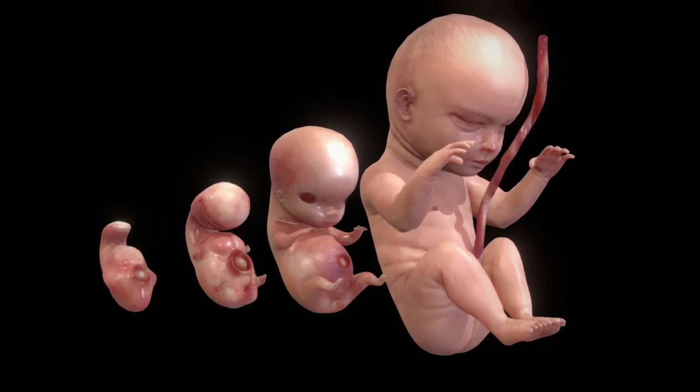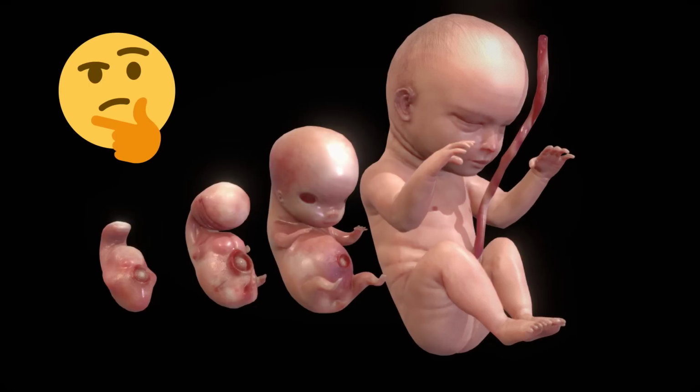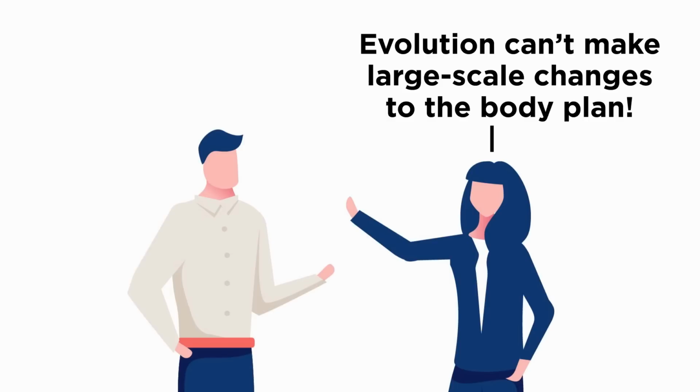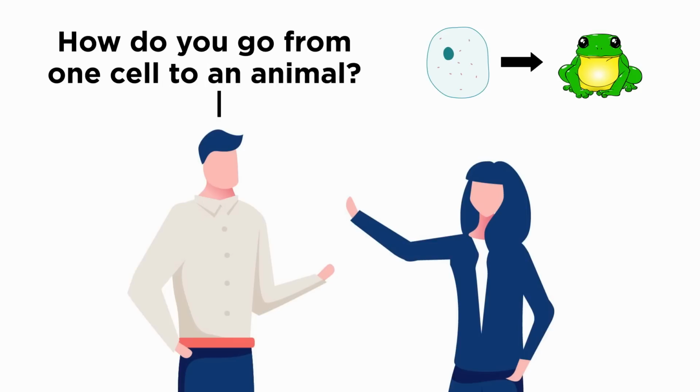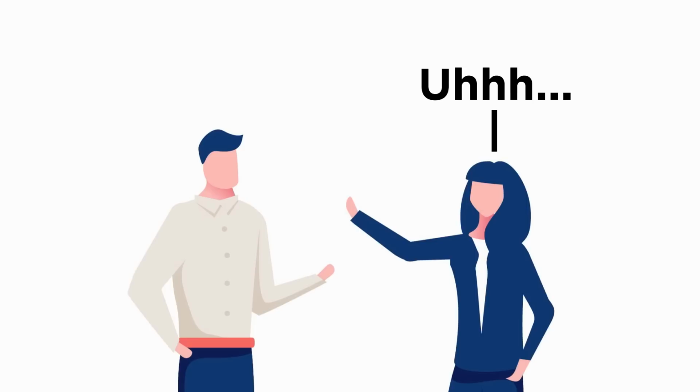And in general, all of this hinges on creationist incredulity regarding embryonic development. Creationists have no idea how this process works. If a creationist tells you that evolution can't produce large-scale changes to a body plan, ask them how a body plan is implemented during embryonic development in the first place. Just ask them point blank. All animals begin as one cell, right? So how does that become a specific animal with a specific body plan? Just sit and wait for an answer.